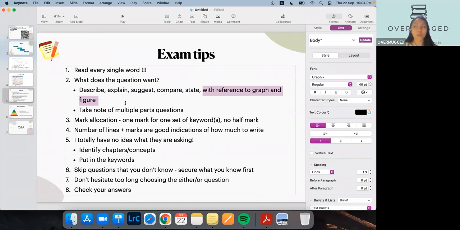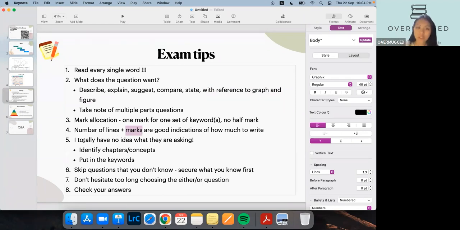Then take note of multiple part questions. Like they ask you to state this and then state that, so you must answer both parts. One mark for one set of keywords, there are no half marks. If your school practices half marks, it's fine, but O-level doesn't have that, okay? Number of lines and marks are a good indication of how much to write. I would say the number of marks is definitely the better indication, because some schools like to spam the number of lines.